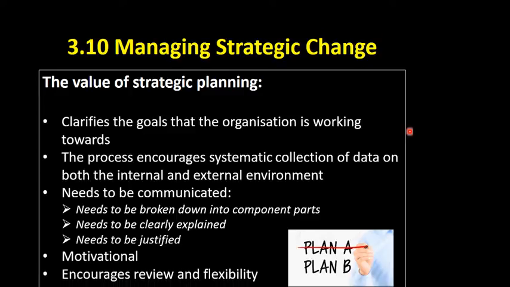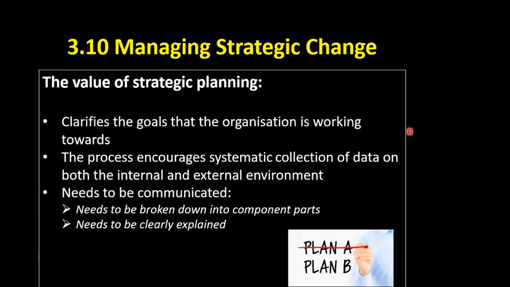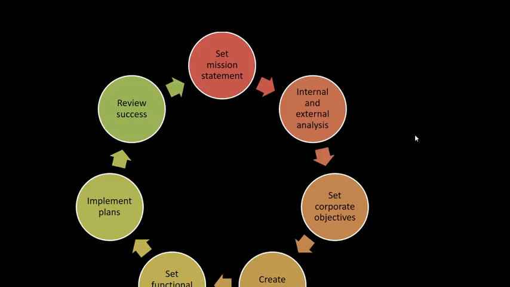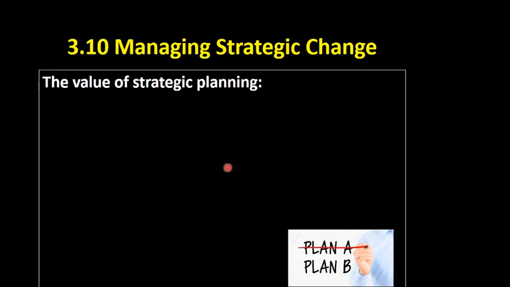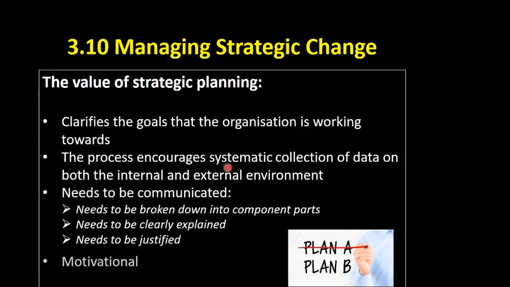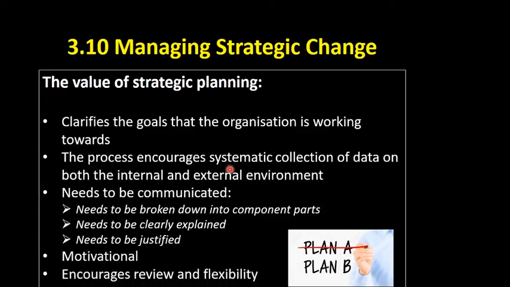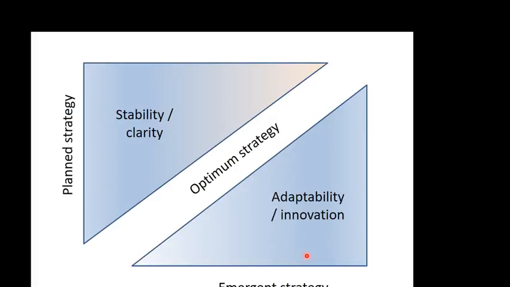It also encourages review and flexibility. This final stage of the planning process, where we're reviewing the success of the strategy and adjusting it, is arguably the most important stage. It's all very well having a plan A, but in reality, the external environment is going to change. And to stop us from getting into strategic drift, where the strategy has drifted away from reality, we need to constantly review and be flexible so we can improve our strategy.